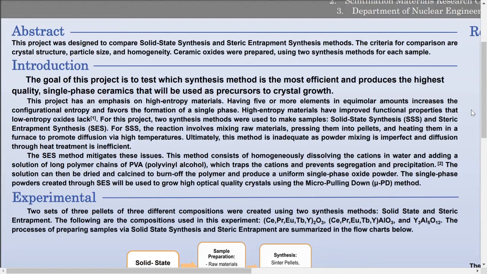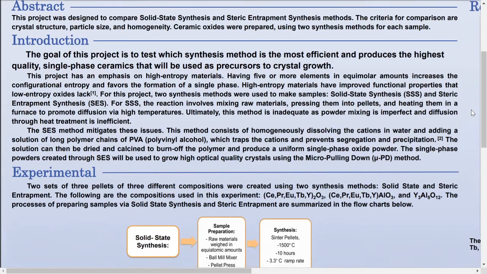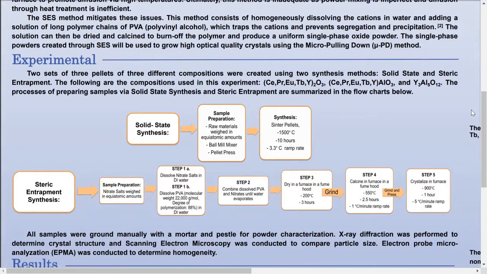The single-phase powders created through steric entrapment will be used to grow high optical quality crystals using the micro-pulling down method. The following compositions used in the experiment are a high-entropy sesquioxide with cerium, praseodymium, europium, terbium, and yttrium, a high-entropy perovskite with the same cations, and a low-entropy yttrium aluminum garnet.